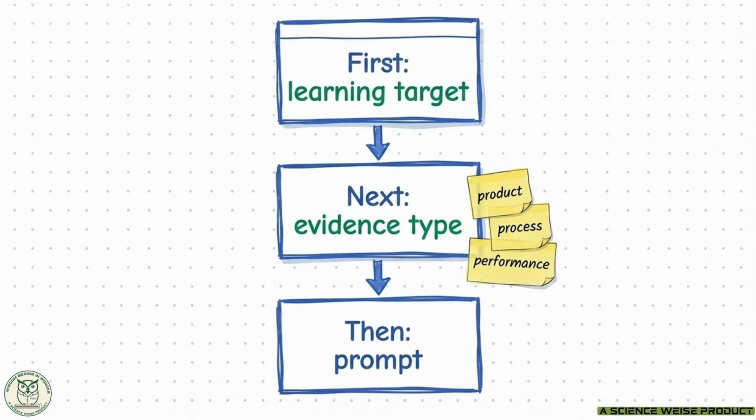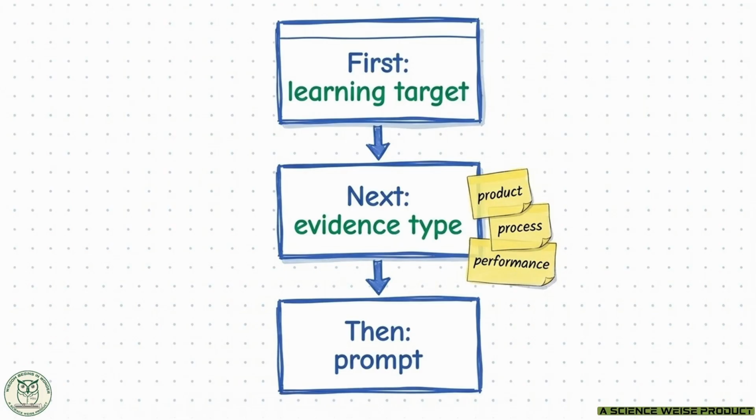Here's a quick process that makes this more usable. First, write the learning target in one sentence. Not the topic, the target, not states of matter. More like, students explain how particle motion and spacing changes across solid, liquid, and gas. Next, name the evidence type, product, process, or performance. Do it in plain language. What will students make, show, or do that lets you tell whether they understand? Then, and only then, build the prompt.